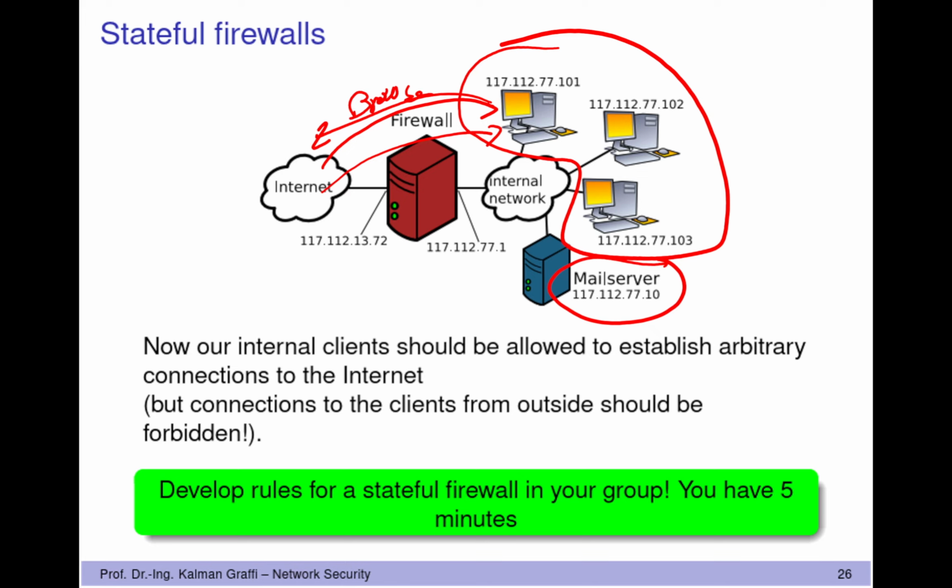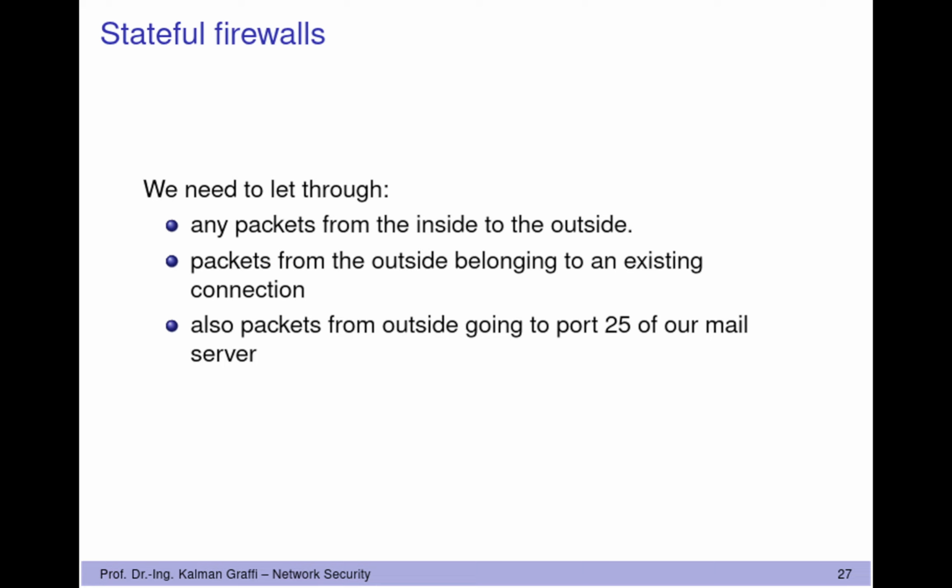So let's have a look at how this can be implemented. What we need to let through is any packet from the inside. If you want to send a message to the outside world, then feel free to do so. For incoming messages, there's the traffic for the mail server, so it should be from outside and going to port 25 of our mail server. Okay, that's fine.